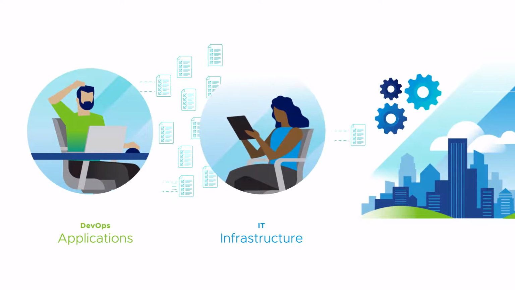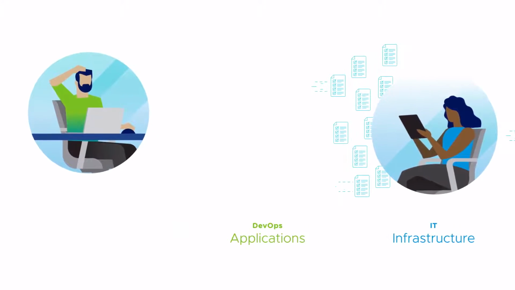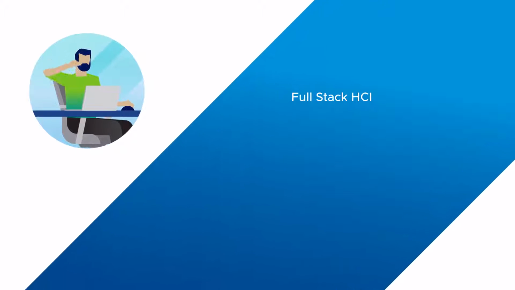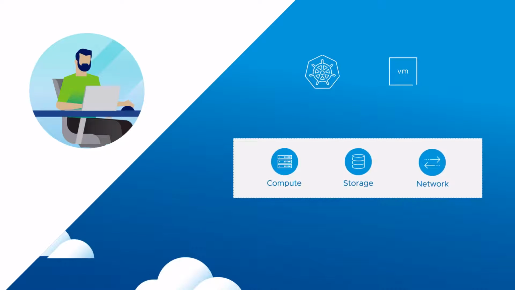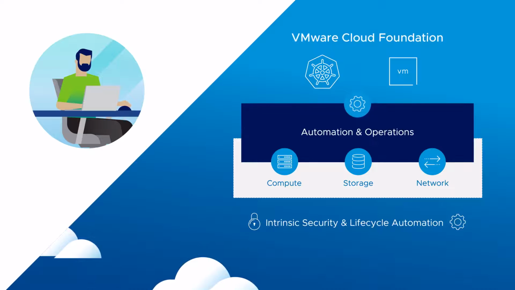But you can eliminate this friction by deploying full-stack, hyper-converged infrastructure to deploy VMs and Kubernetes at scale on a single platform. When you start with your existing VMware vSphere architecture, you can expand to a full-stack VMware Cloud Foundation solution for automation and security at cloud scale.